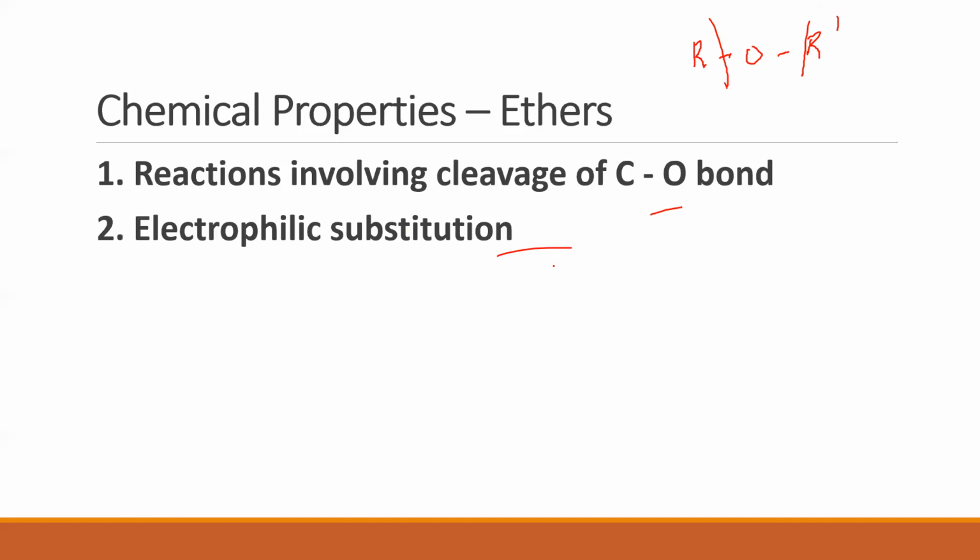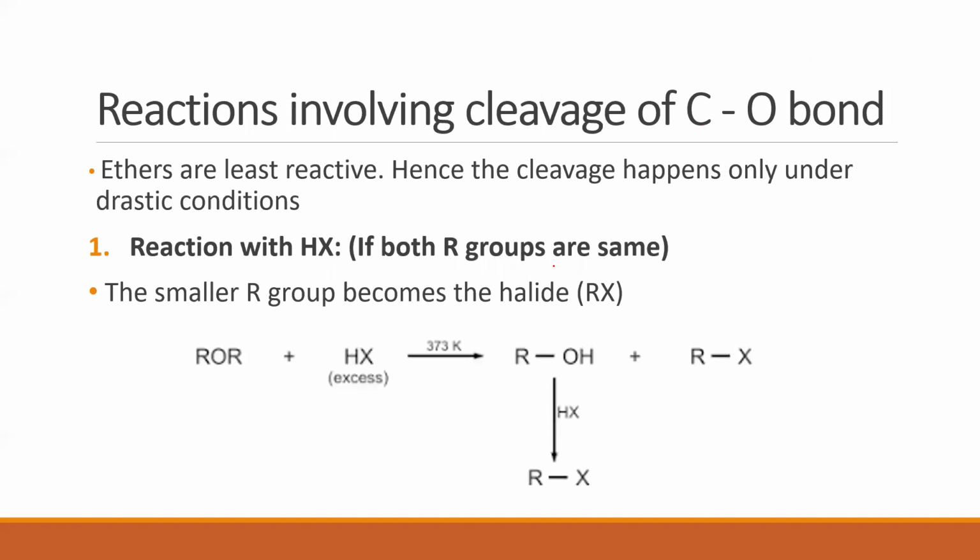And electrophilic substitution is seen in what kind of ethers? Yes, aromatic ethers, because electrophilic substitution is a characteristic reaction of aromatic compounds. All right, let's look at the first type, reactions involving cleavage of C-O bond.